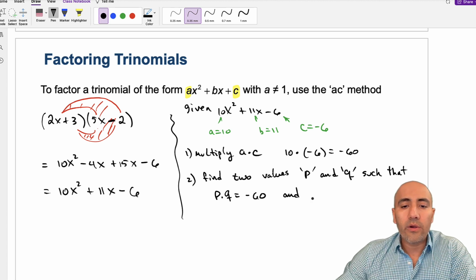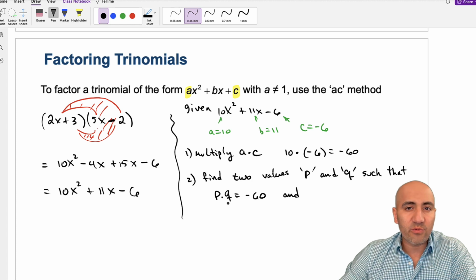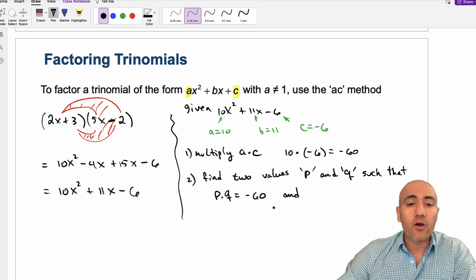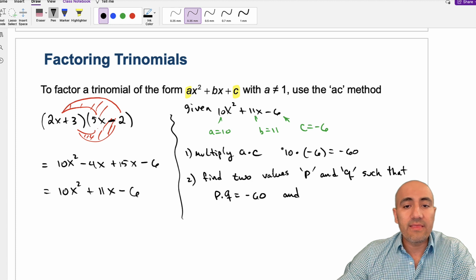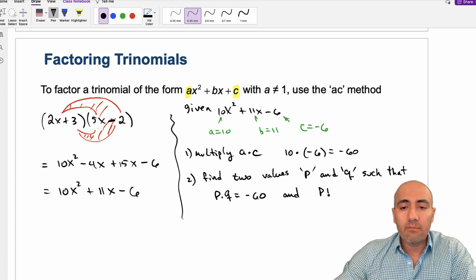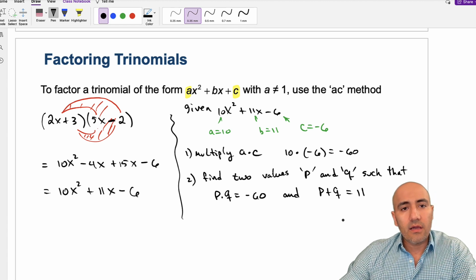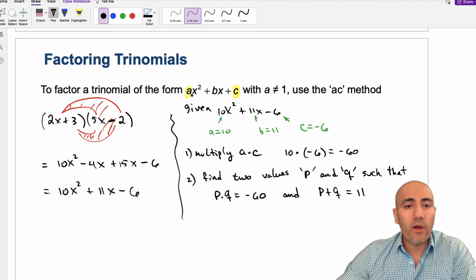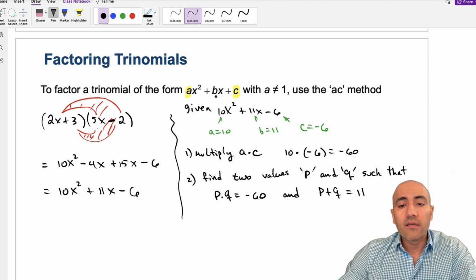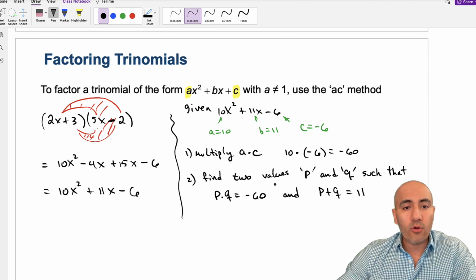And we're going to require that these two values we find multiply to negative 60, but also they add up to the middle term, in this case, the 11. And P plus Q add up to 11. So this is a lot like what we were doing before when there was a 1 there. We were looking for two values that multiplied to the last constant but added up to the middle constant. But in this case, we begin by multiplying the A times the C first. We get this number. And now we're looking for two values that multiply to negative 60, add up to 11.